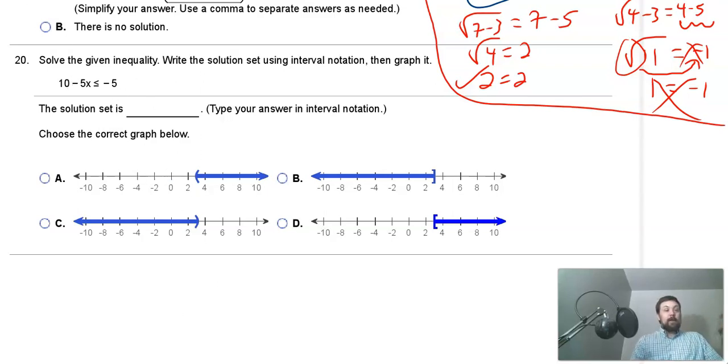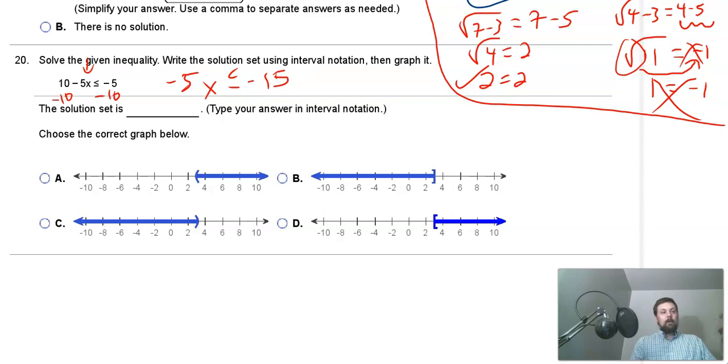So for number 20, it's an inequality, and to solve this inequality, all you have to do is solve it for x just like an equation. Get x by itself, move everything else to the other side. So I'm going to subtract 10 from both sides first. So we get negative 5x is less than or equal to negative 15.